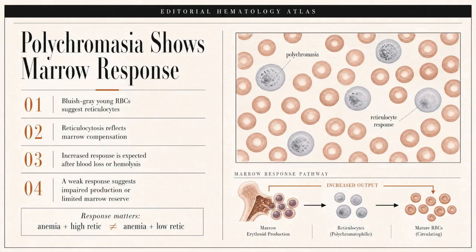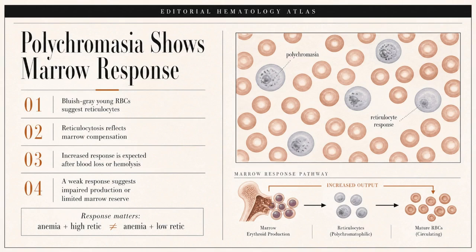In the setting of anemia, polychromasia is a key functional clue. If hemoglobin is low and the smear shows increased polychromasia, the marrow is responding by releasing young cells. That pattern fits blood loss or hemolysis, assuming the marrow has adequate nutrients and capacity. If hemoglobin is low but polychromasia is absent or minimal, the marrow response is inadequate, suggesting impaired production, nutrient deficiency, marrow suppression, renal erythropoietin deficiency, or chronic disease.